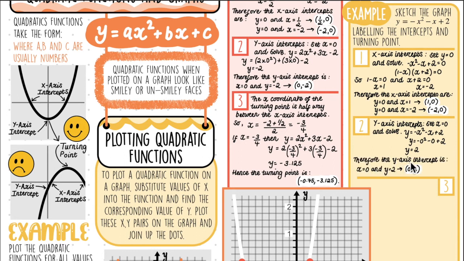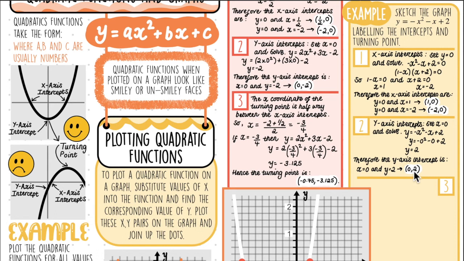Therefore, the y-axis intercept is the coordinate 0 and 2. We already said that x is 0, so that's where the 0 comes from, and we've just found out that when x is 0, y is equal to 2, so there's the y. So this is the coordinate for the y-axis intercept. Brilliant, we found all the intercepts.